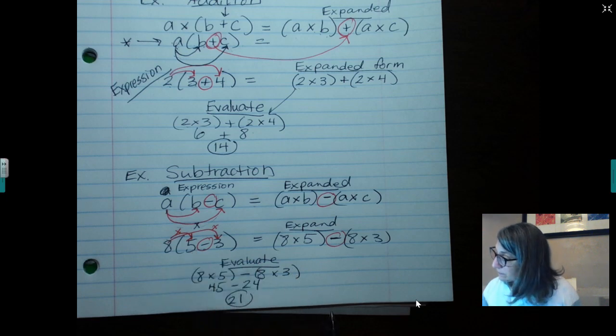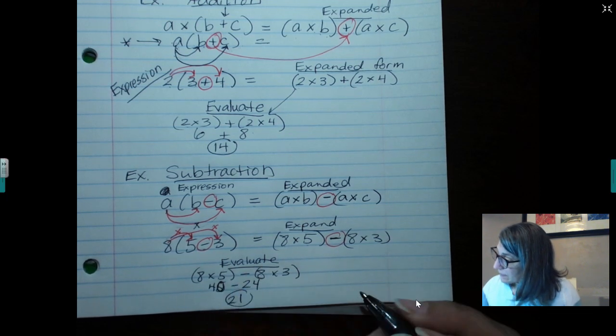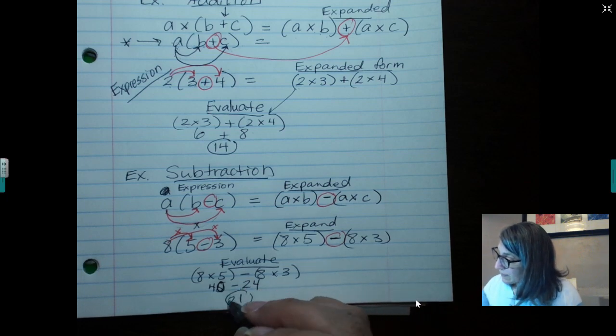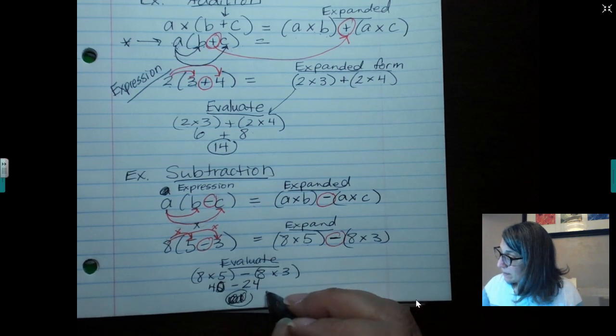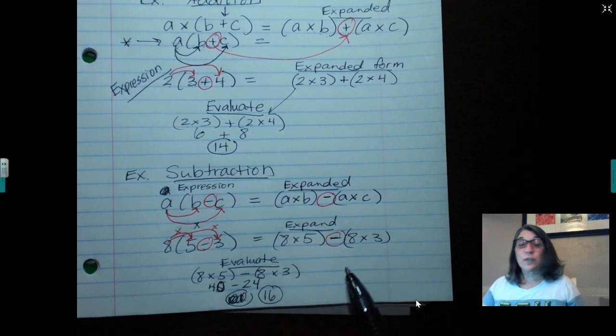What did I do wrong? Let's see, 8 times 5. Oh, it's 40, not 45. Goodness. Okay, that's not right. So it should be 16, right? Yes. It should be 16.